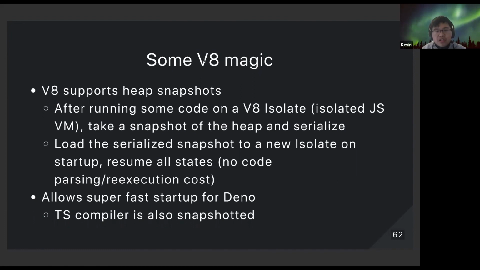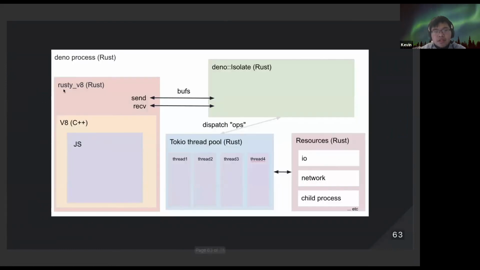So instead, we just take a snapshot of what is already available on the V8 heap, so we can resume execution from a previous state where a bunch of code has already been loaded onto V8. It allows pretty fast startup for Deno compared to Node, because Node still needs to run a bunch of bootstrap JS code when it starts up. So this is what the architecture currently looks like, but yeah, I'm going to skip this.